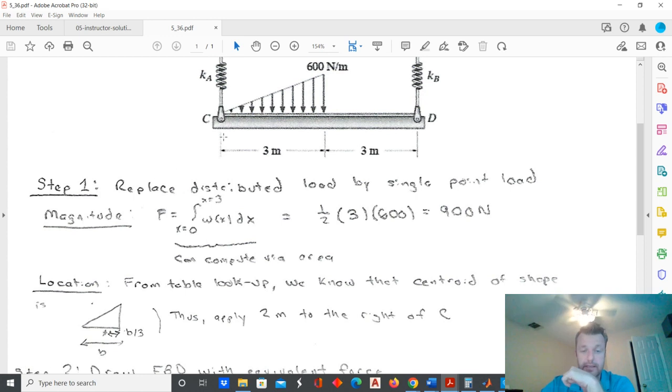So since this triangle is 3 meters wide, 1/3 away from the fatter portion, which is on the right side, is going to be just b over 3 here. So if b is 3, that will be just 1. So it's going to be 1 meter to the left from the middle. Another way to say that is it's going to be 2 meters to the right from point C.